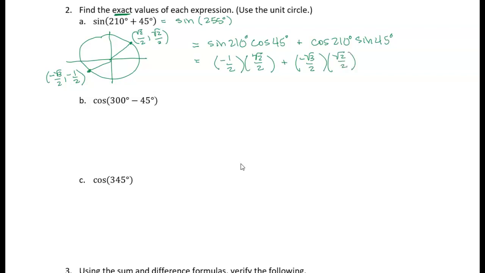Okay, so now we just have to do the arithmetic. Now we want the exact answer, so we're not going to put this in our calculator. I'm going to take negative 1 times the square root of 2, so we get a negative square root 2 in the numerator. 2 times 2 is 4, so that's the first term. And then we've got a negative here, so I'm just going to make it minus. Square root 3 times the square root 2 is the square root 6 over 4, which we can also write as negative of the square root 2 plus the square root 6 over 4.